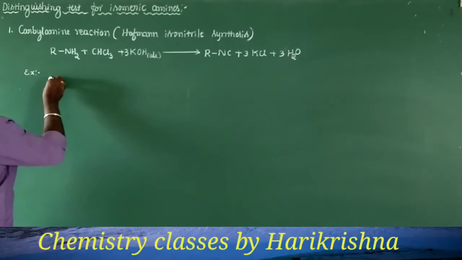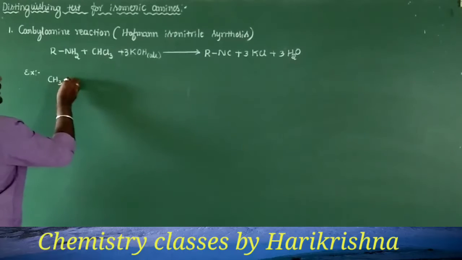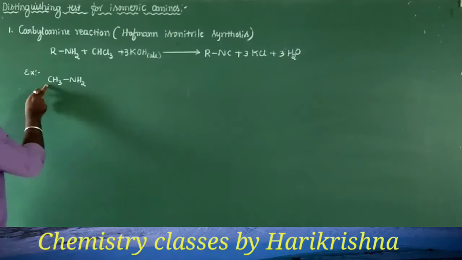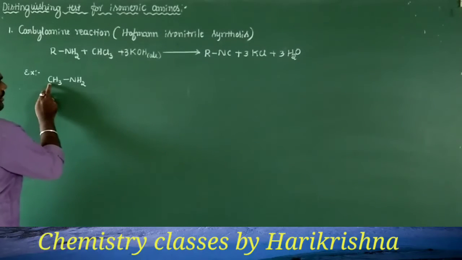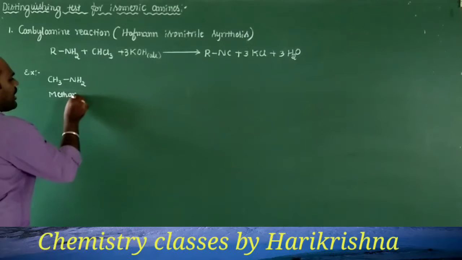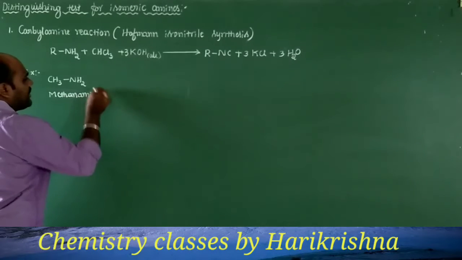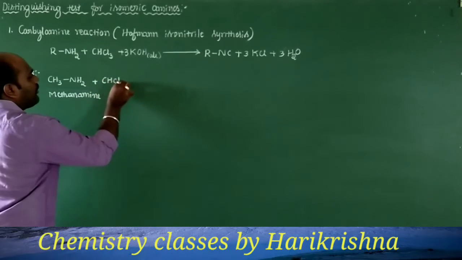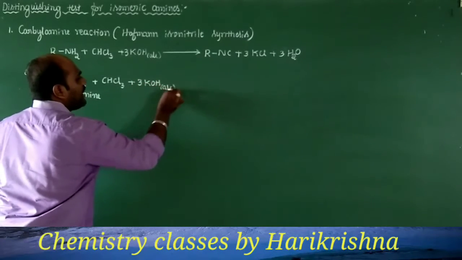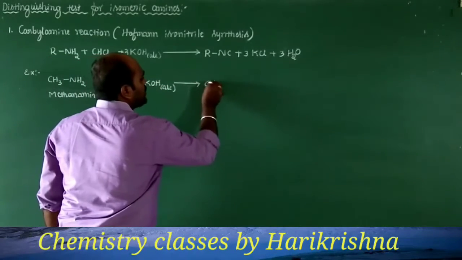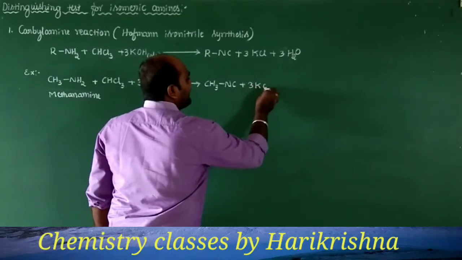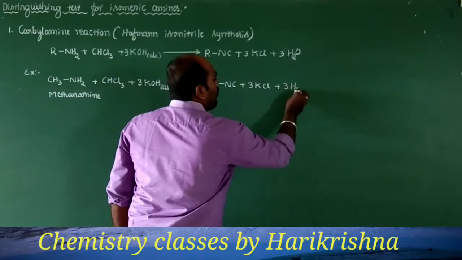At the place of R, we shall consider CH3 and NH2. So methylamine, or if you go with the IUPAC system, here we have only 1 carbon atom, so the IUPAC name of this amine is methanamine. This methanamine, upon reaction with chloroform, that is CHCl3, with the consumption of 3 moles of alcoholic KOH, results in the formation of CH3NC plus 3 moles of KCl plus 3 moles of water.